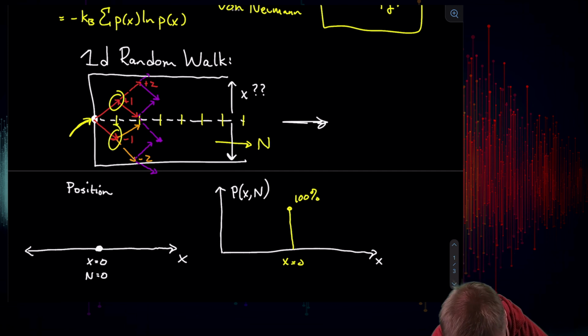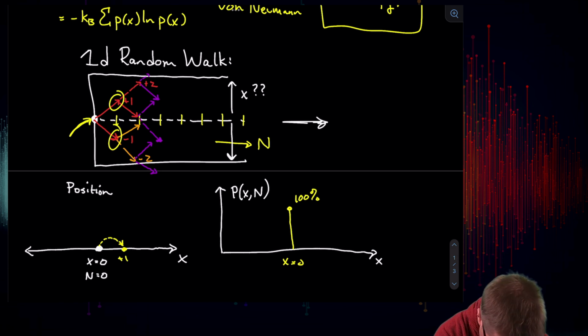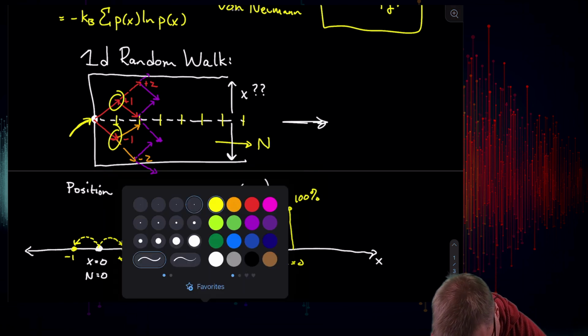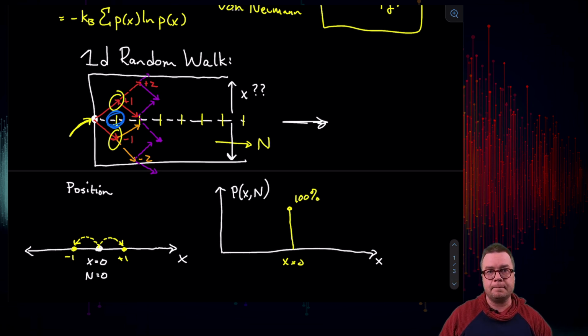So after 1 step, there's a 50% probability that the person could be at a position of +1 in the x direction. And there's a 50% probability that the person could be at -1 in the x direction. And there's a 0% chance that they're exactly in the alleyway, right? Let me change colors. You can see that right here. There's no chance that they can be there.